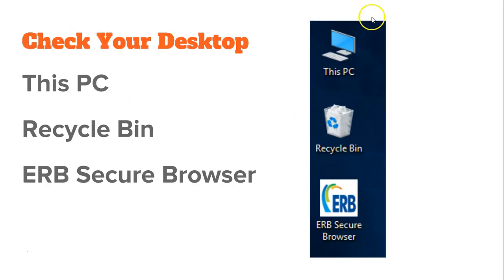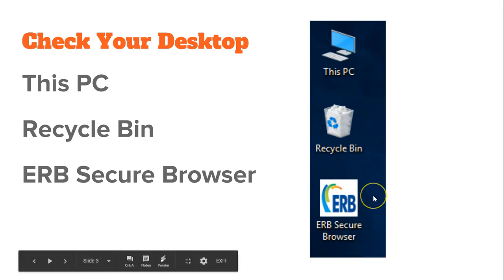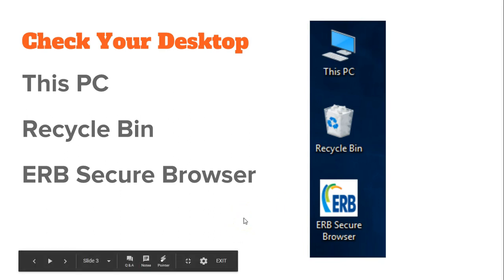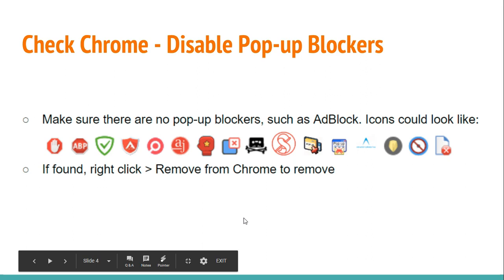So you want to make sure that you have this PC, Recycle Bin, and ERB Secure Browser on your desktop. Don't worry if you have other icons, they're not going to be a problem. The big one we want to make sure you have is this ERB Secure Browser. If you don't have that link, you're going to have to make sure that you see Senior Lieber, Miss Collins, Mr. Roy, or myself sometime in the next day or two to make sure everything is set. It'll take us about 5 minutes to install.